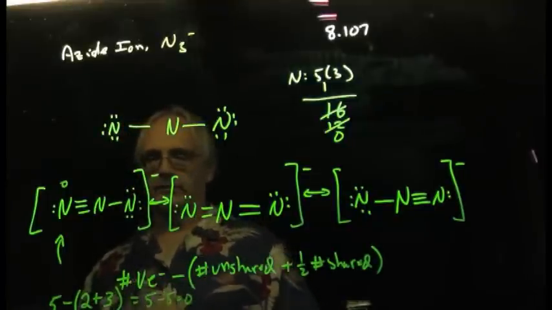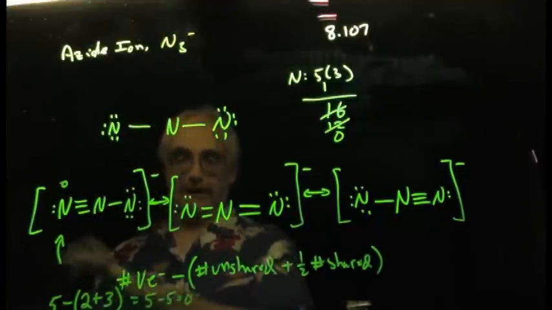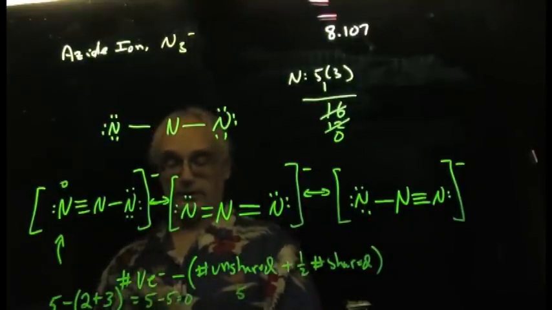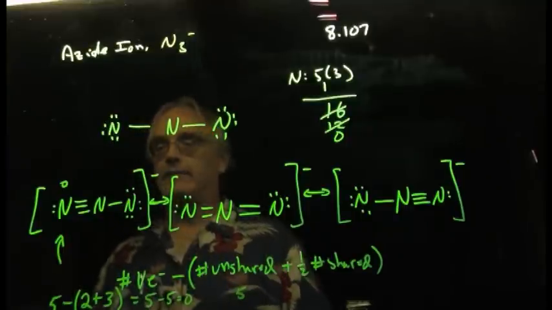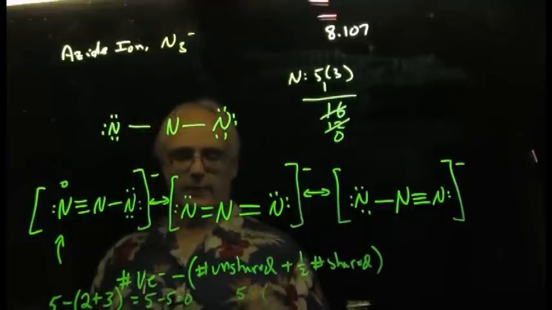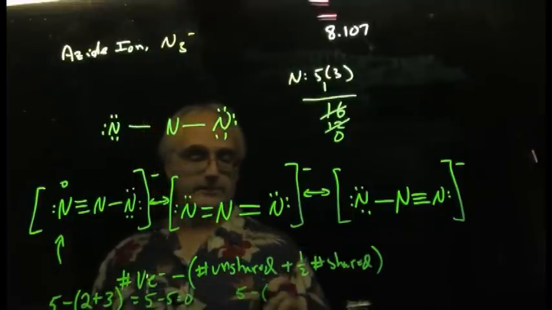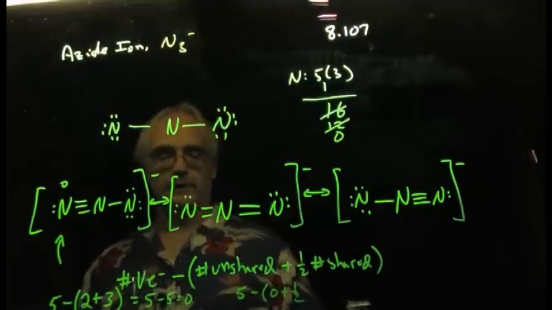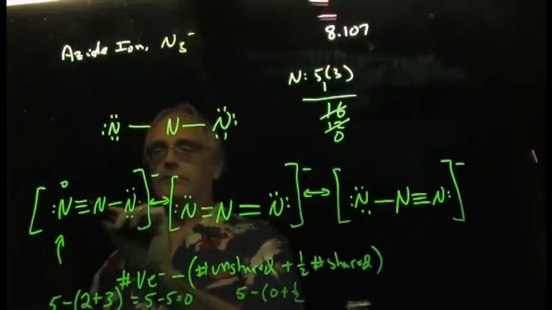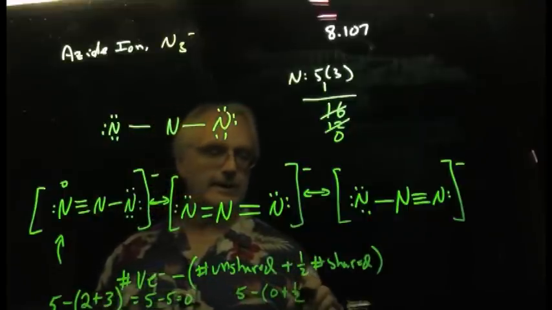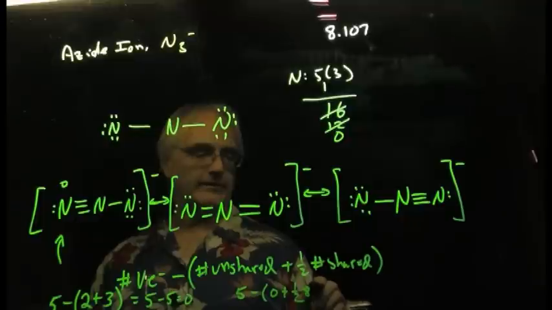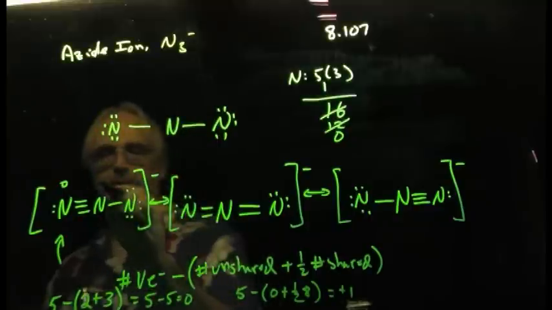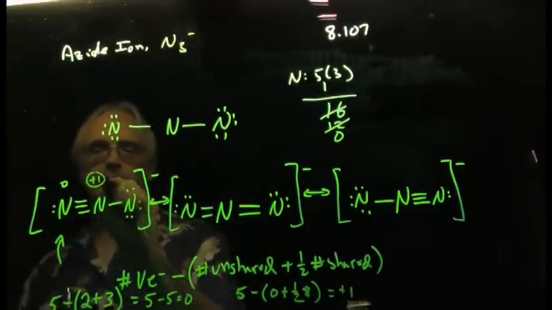I turn my attention now to the central nitrogen in here, and it's going to have a different formal charge. Again, the valence electrons, this is nitrogen, column 5 of the periodic table, minus the number of unshared, there are no unshared electrons in this one, plus half the number of shared electrons, 1, 2, 3, 4, 5, 6, 7, 8, okay? There are 8 shared electrons. This is 5 minus 4 equals positive 1, okay? Plus 1. I'll put a little circle around that.